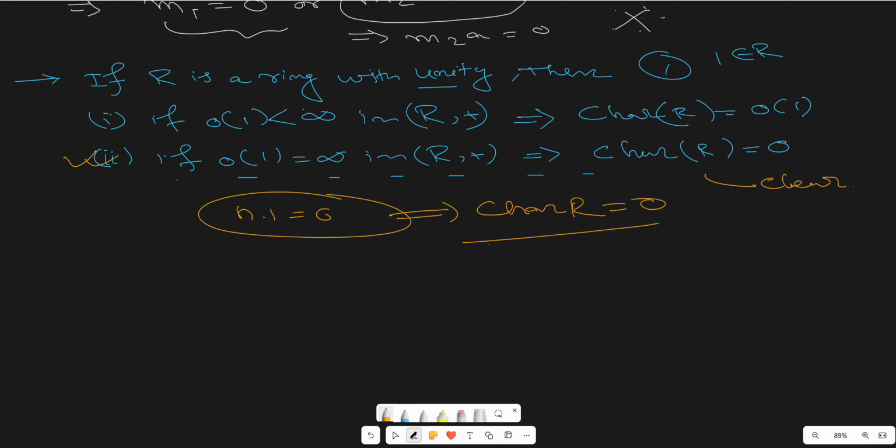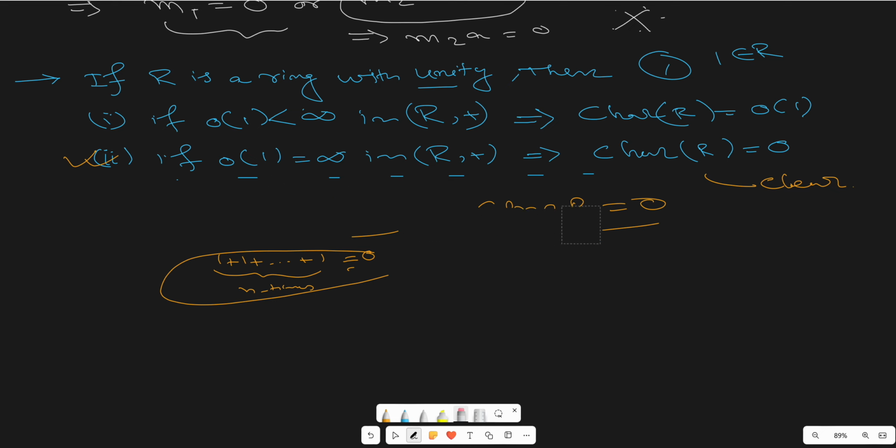What do you mean by n times 1? n times 1 means 1 plus 1 plus dot dot dot plus 1. That means you are adding 1 n times. This should give you 0, but it is not giving you 0. So what does it mean? It is the equivalent meaning of the characteristic. So that's why the second one is easy and clear, right?